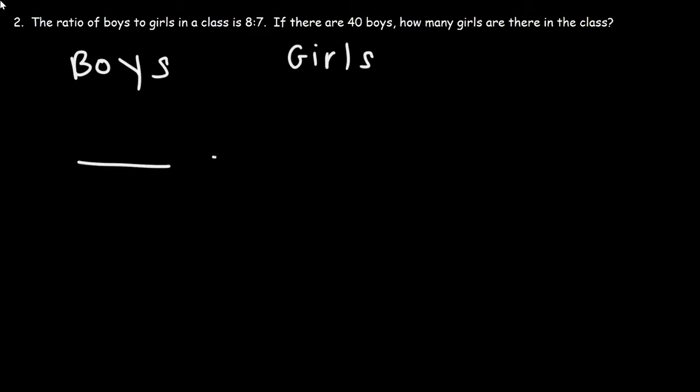We need to set up a proportion. We need to write two fractions separated by an equal sign. Now the ratio of boys to girls is 8 to 7. So that means that if there are 8 boys in a class, there's going to be 7 girls in that same class. Now, if there's 40 boys in a class, how many girls, or x, will be in that same class? So this is the formula that we need to solve.